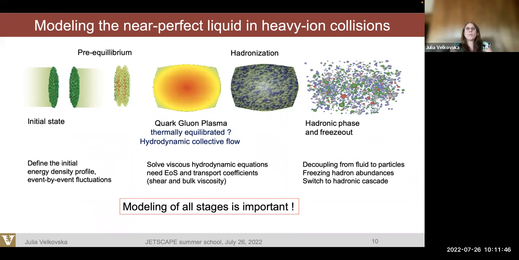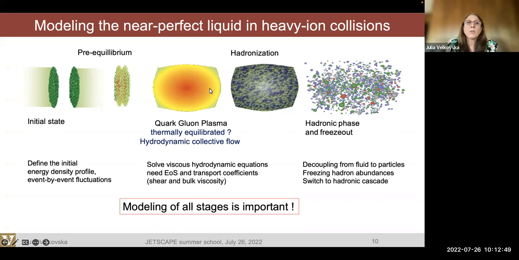And you will hear during this school about how the modern implementation of this multi-stage modeling works in JETSCAPE. But basically, you start with an initial state where you define the initial energy density profile and the event-by-event fluctuations. There are different types of models that can give you information about the initial state. Then you have some pre-equilibrium dynamics, and then quark-gluon plasma is formed that may be thermally equilibrated, or maybe not. Then you solve the hydrodynamic equations, preferably viscous hydrodynamic equations. You need to define also an equation of state in order to close the system of equations, and also some transport coefficients.